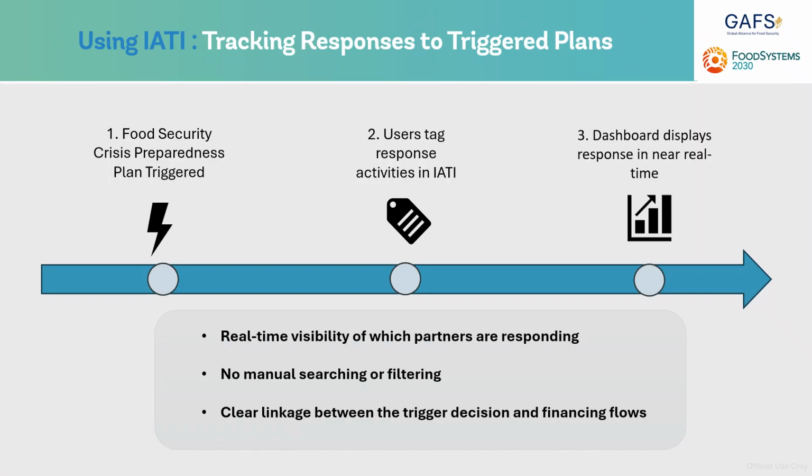This is exactly where IATI becomes very important. Once a plan is triggered, governments need more than general information about food security financing. They need to know who is responding, what resources are being mobilized, and how those efforts line up with the priorities laid out in the preparedness plan. That requires being able to track development financing in a way that is clear, timely, and unambiguous.